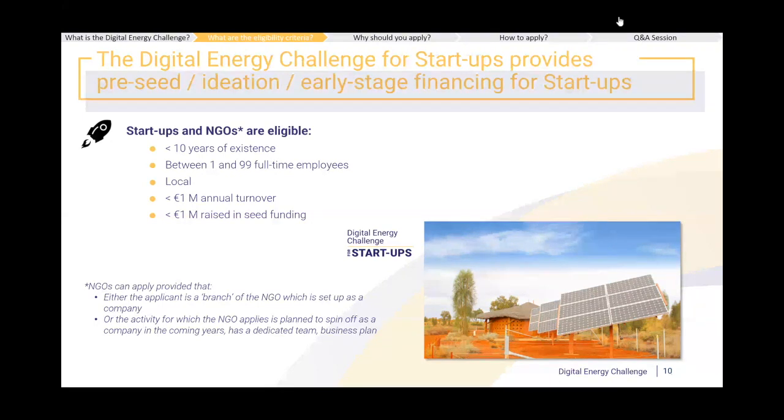The startup has to be local. It means that it has to be registered in an African country. The last eligibility criteria are around your size in terms of turnover and seed funding, which should not exceed 1 million, both of them. NGOs can also apply, but they have to fulfill some requirements. First, they have to fulfill exactly the same requirements as startups, and then the project needs to be set up as a branch of the NGO and set up as a company, meaning that it has to have a dedicated team, a business plan, and it has to seek some profitability in the framework of that project.